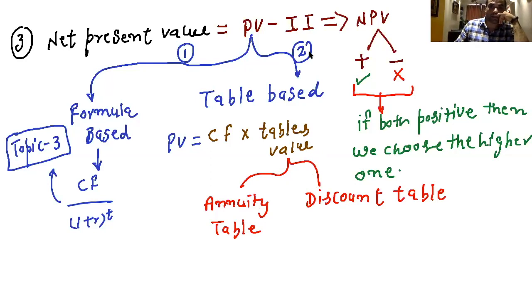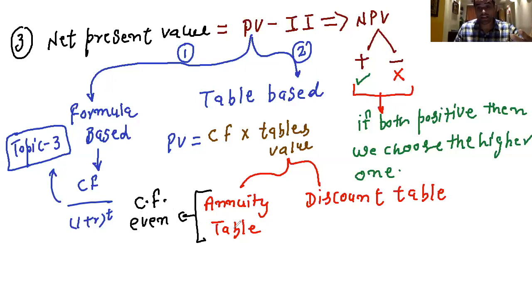So remember, if cash flows are even, then we use the annuity table, because annuity means equal periodic cash flows, right? If cash flows are uneven or unequal, then we will use a discount table, right? And then we will multiply by cash flows in order to get a present value, right?